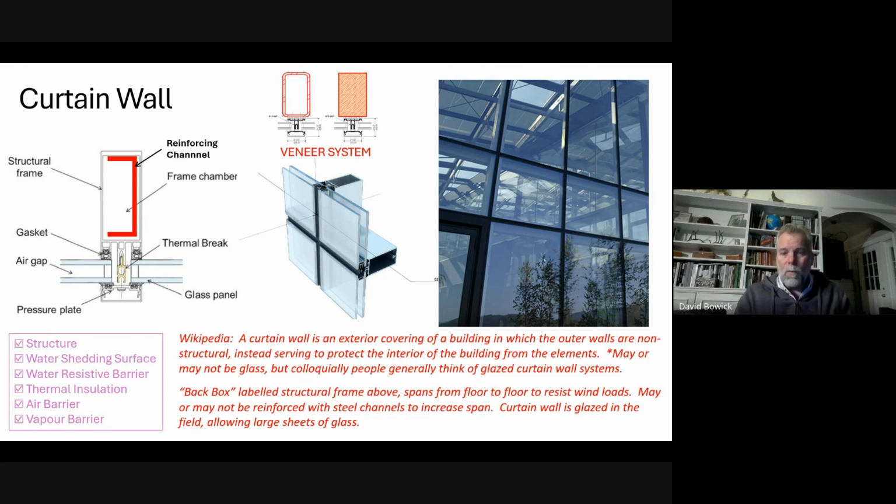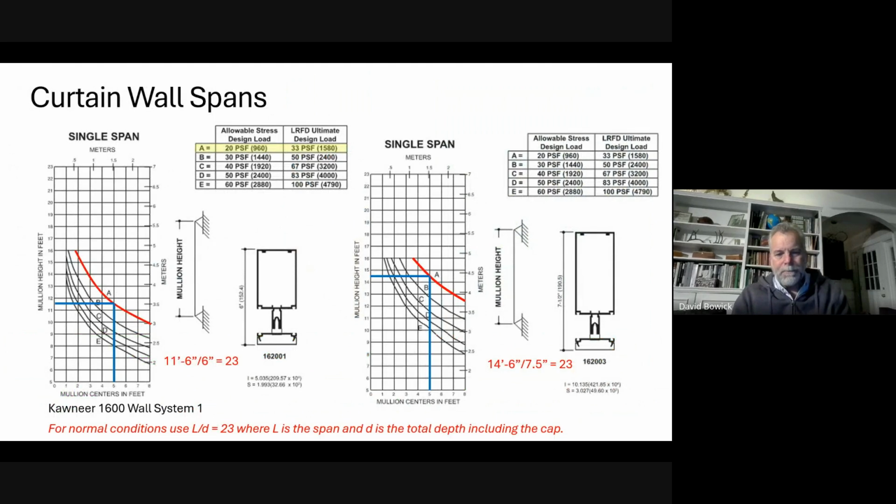According to Wikipedia, curtain wall is an exterior covering of a building in which the outer walls are non-structural, instead serving to protect the interior of the building from the elements, and may or may not be glass. So non-structural cladding is considered to be curtain wall, particularly if it runs past the edge of the structure, and I'll show you what I mean by that in just a sec. So curtain wall doesn't have to be glass, but colloquially speaking, when we talk about curtain wall, we're talking about glazed curtain wall.